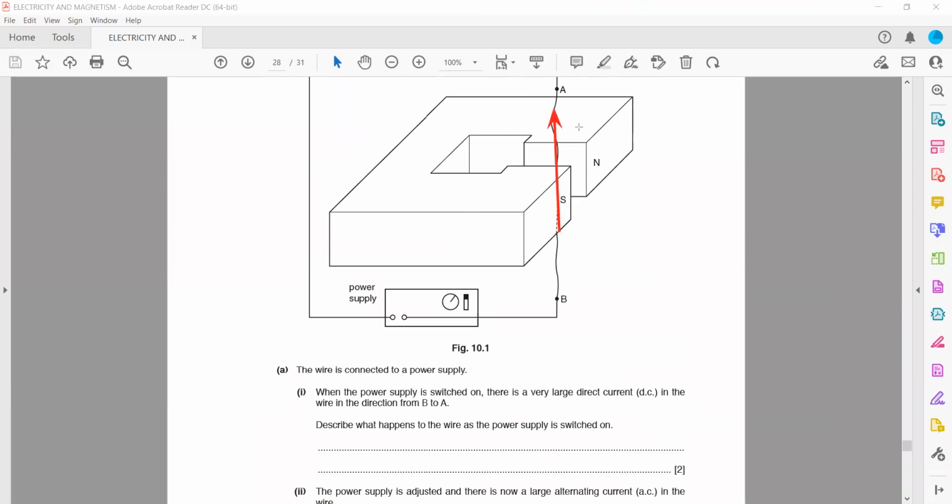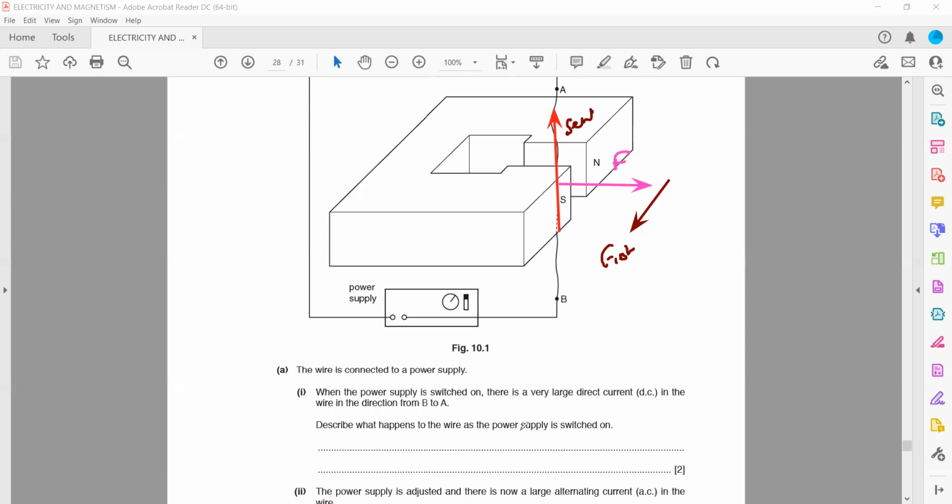Our index finger points in the direction of the magnetic field. So your left-hand index finger should point towards the magnetic field, south. Your second finger should point up, in the direction of the current. Where your thumb is pointing, it's on the right-hand side. So this wire will experience a force towards the right-hand side, or the wire will move towards the right.